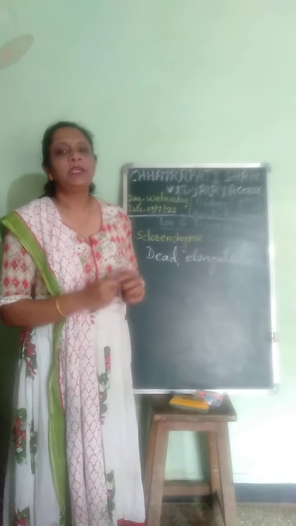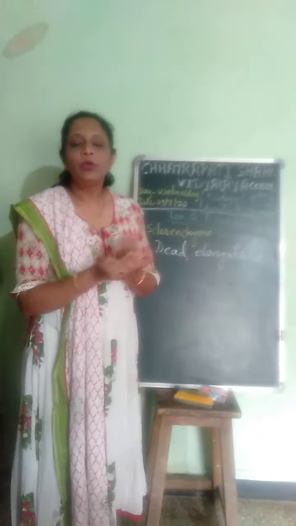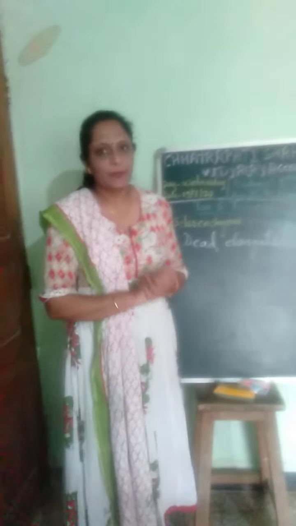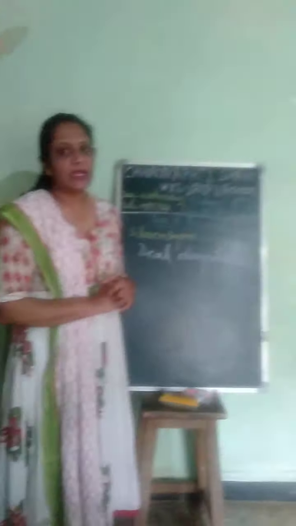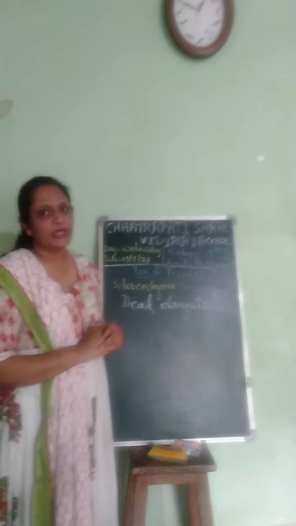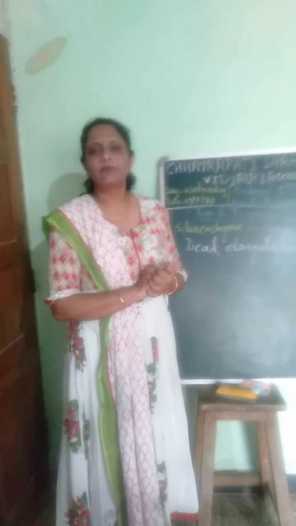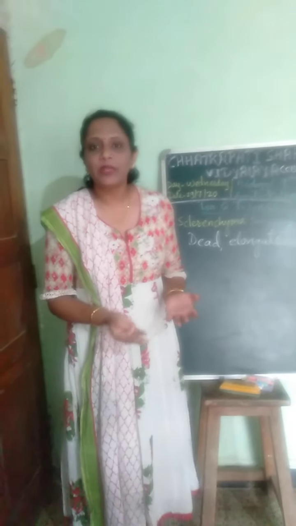Like if you will see, the main big trunk of the plant has the outermost covering. After epidermis, the Sclerenchyma is present. Okay, so after epidermis, the Sclerenchyma is present, which is a protective tissue which actually protects the inner parts of the plants from external injuries, from invasion of microbes.